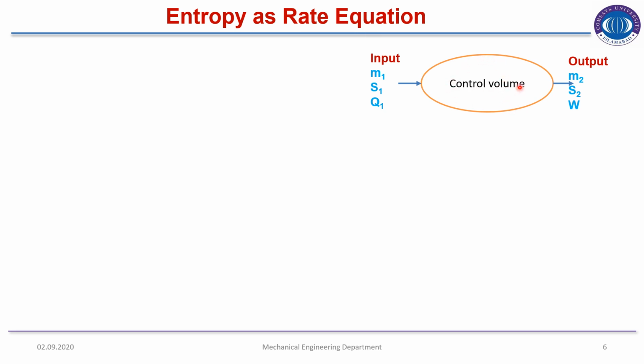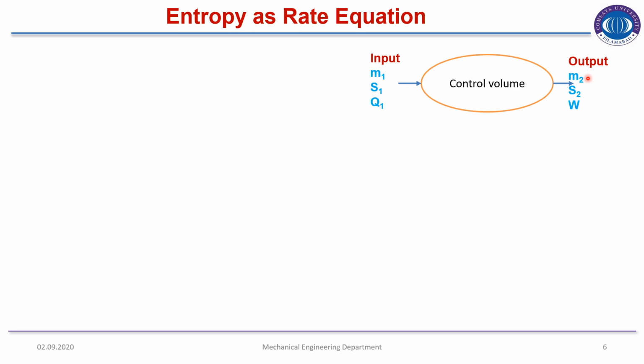Similarly, a control volume is shown here. That control volume represents a system. The orange line represents the system boundary. M1 is the mass that is entering the control volume, S1 is the entropy that is entering the control volume, and Q1 is the amount of heat that is supplied to the system or control volume. So M1 is the inlet mass, S1 is the inlet entropy, and Q1 is the heat supplied to the system.